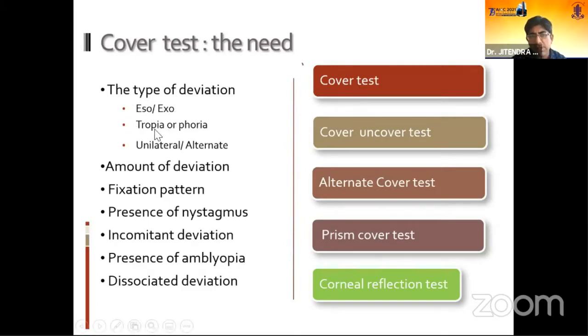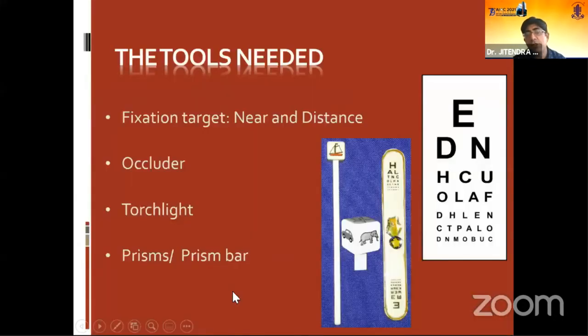Whether the deviation is manifest or latent, whether it is unilateral, whether there is a master eye, and whether there is a unilateral strabismus. Cover test tells you about the amount of deviation, fixation pattern, whether there is any presence or absence of latent nystagmus, whether there is concomitant deviation, which means fixing right eye, fixing left eye, if there is any incomitance, whether there is any presence or absence of amblyopia, and if there is a dissociated deviation. That also cover test will tell you.